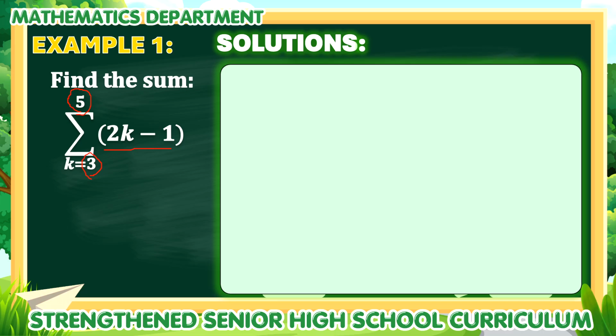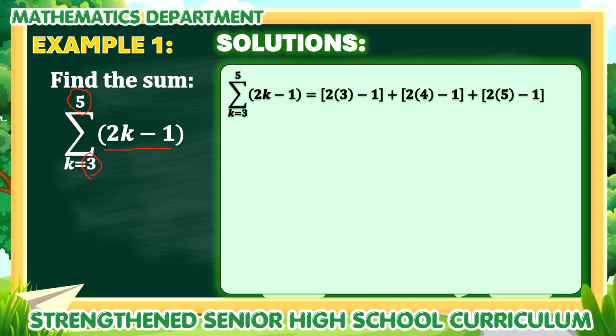To do that, we write the summation of 2k minus 1, where k ranges from 3 to 5. We start by evaluating our given expression 2k minus 1 at k equals 3. For k equals 3, we substitute our variable k with this value. As a result, we have 2 times 3 minus 1.